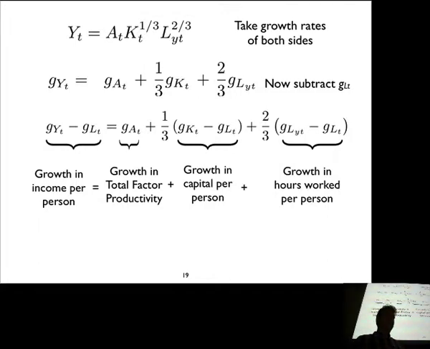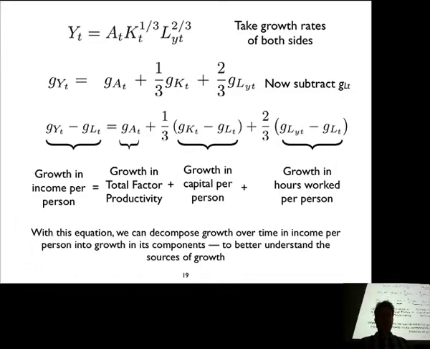And the thing is that workers per person is an interesting number. It's not one, because some people are too young to work, some people are retired. And then the other thing to think about is, how many hours are the workers actually working? So hours worked per person combines these things. It's the participation rate in employment, modified by the actual hours worked per employed person. With this, we can decompose growth over time in income per person into the growth in these key components to better understand the sources.